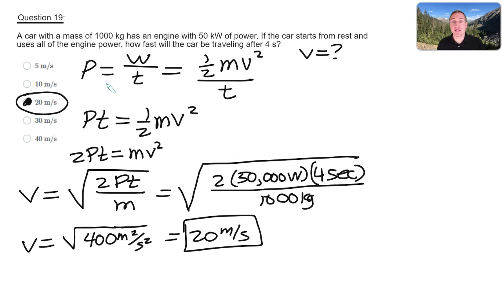Hope that makes sense. By the way, there are other ways you could have done this problem, but I think this is the most straightforward way. This was power interpreted in terms of work and time. You also could have said power is force times velocity, but you'd have to figure out the force based upon Newton's second law. You'd have to figure out the acceleration, stuff like that, but you would get the same answer. All right, hope that makes sense.